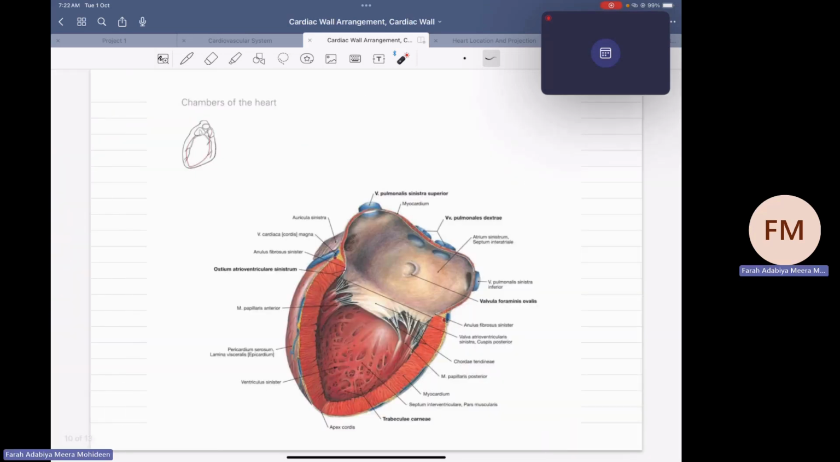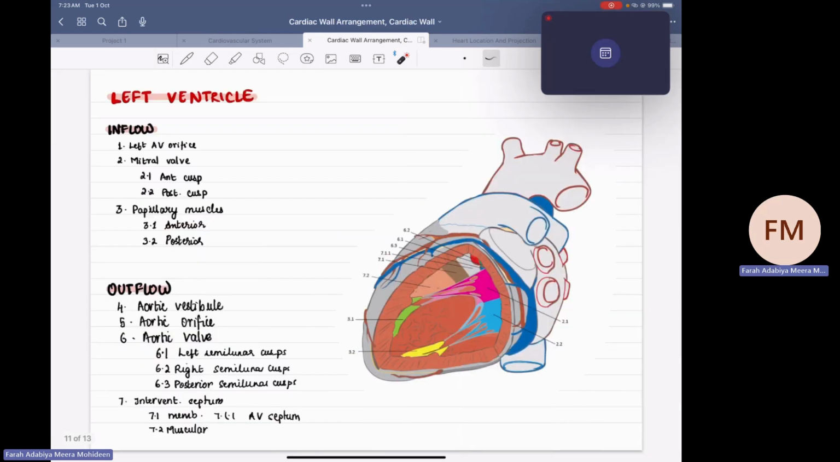Again, there's a picture here. You could just look at it. You can see again the fossa ovale. It becomes fossa ovale after birth, but in your fetal circulation, it's called foramen ovale because there's no closure, there's an opening, so it helps the blood move from your right atrium to your left atrium.